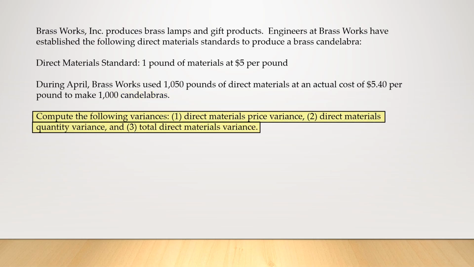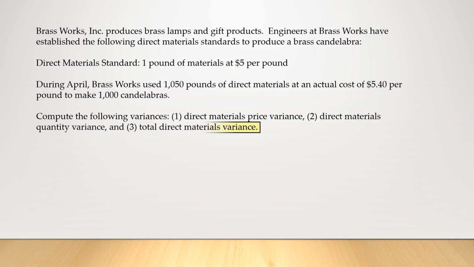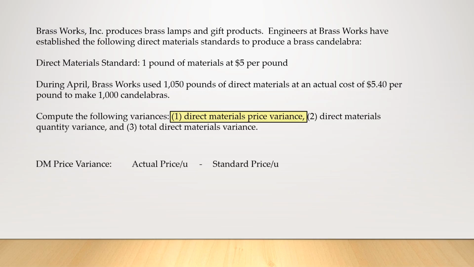Compute the following variances: the direct materials price variance, the direct materials quantity variance, and the total direct materials variance. Starting with the direct materials price variance, take the difference between the actual unit price and the standard unit price, then multiply that amount by the actual quantity.